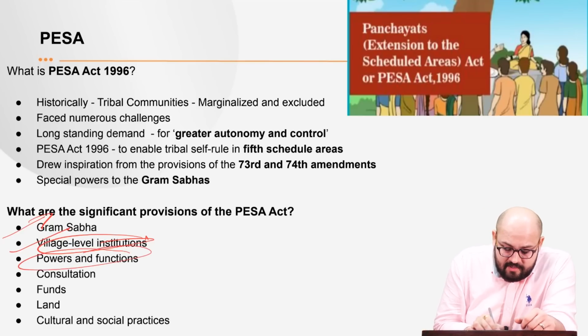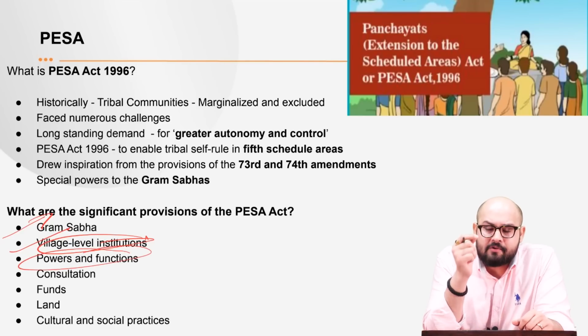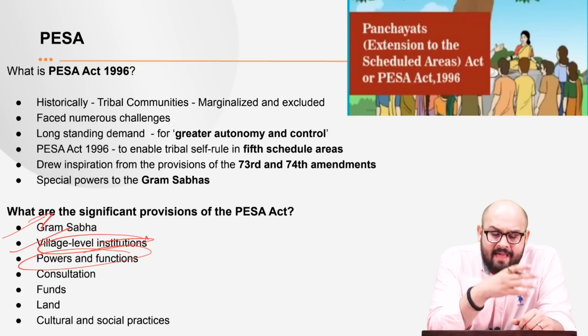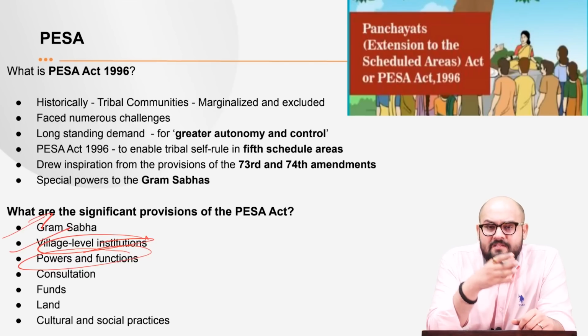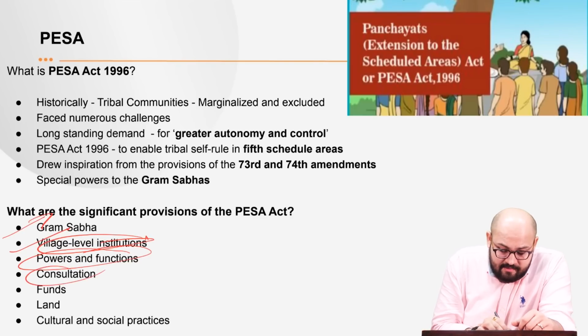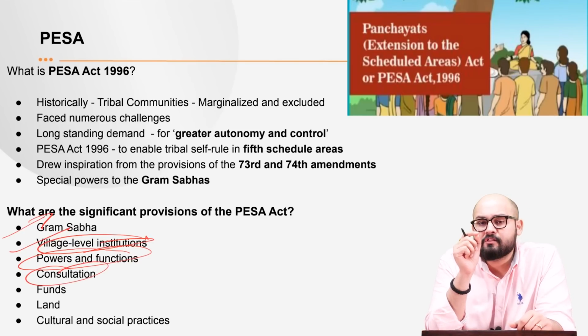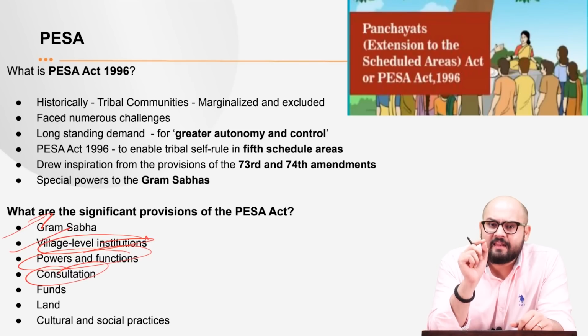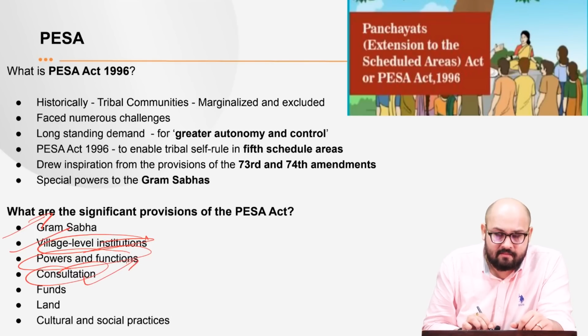Next is powers and functions. This act endows these tribal groups with adequate powers and functions so that they can effectively manage their resources, they can conserve their environment and ultimately secure their livelihoods. Next is consultation. If there needs to be any project in these scheduled areas, there needs to be adequate participation of these Gram Sabha, and there is the mandatory requirement of the consultation mechanism.